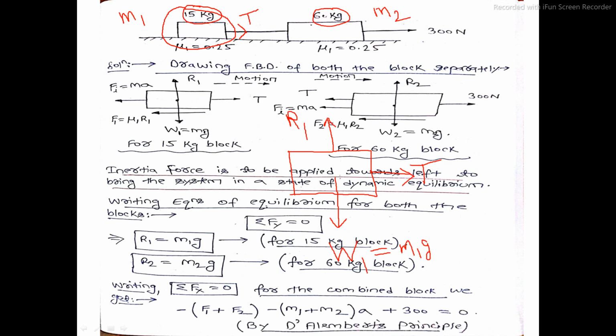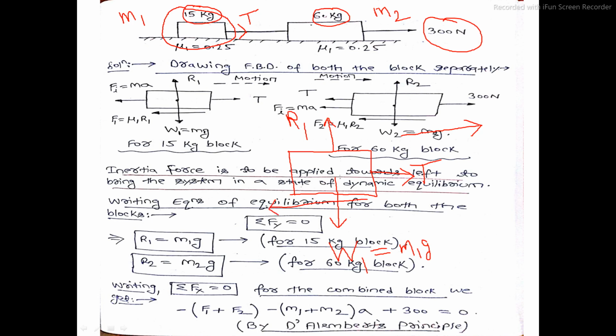Since the surface on which the 15 kg block has been kept is not smooth, there will exist a frictional force. And what will be the direction of frictional force? The direction of frictional force is opposite to the direction of motion of the 15 kg block. Due to this 300 Newton force, the 15 kg block will move along the positive x direction. Then the direction of frictional force at the point of contact will be along negative x direction. So this is the direction of frictional force.